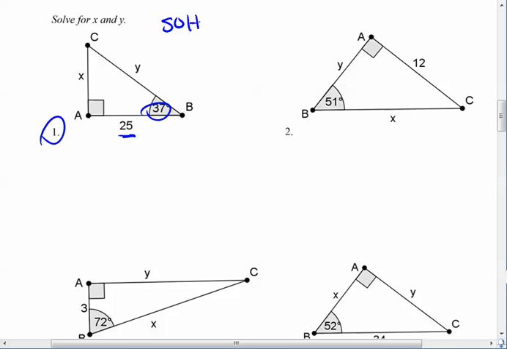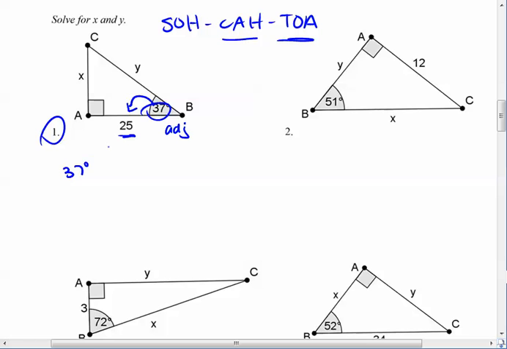So let's write SOHCAHTOA at the top of our page. For 37, from the perspective of angle B, or 37 degrees, we have the adjacent side. So we want to use a trig function that has a capital A in it. So right now my options are cosine, CAH, and tangent, TOA.